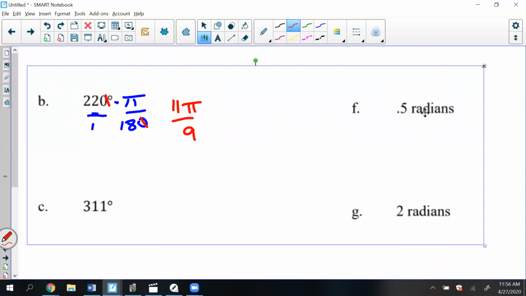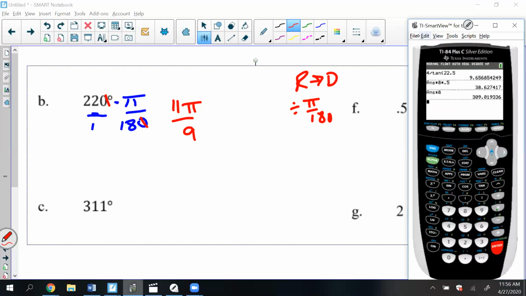Similarly, if I'm going from radians to degrees, it's almost like the reverse action of this. So anytime I'm going from radians to degrees, I divide by pi over 180. But that's the same as multiplying by 180 over pi. So this is not going to be a very nice decimal number here. So I'll use my calculator.